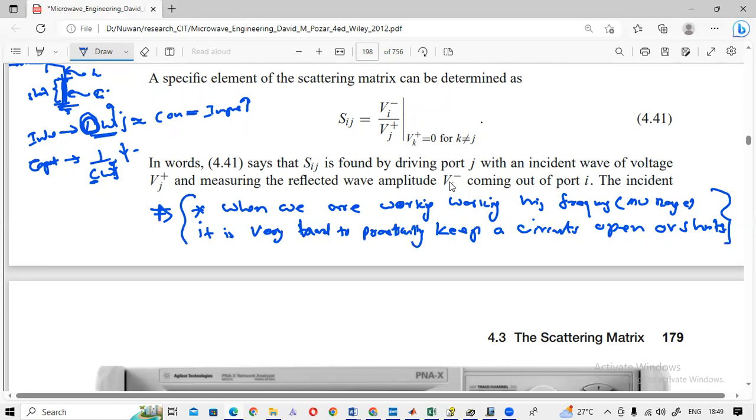Okay, so if we are working with high frequency, open circuit and short circuit conditions are not easy to achieve. We have to calculate very carefully and do it. So you should note this point.